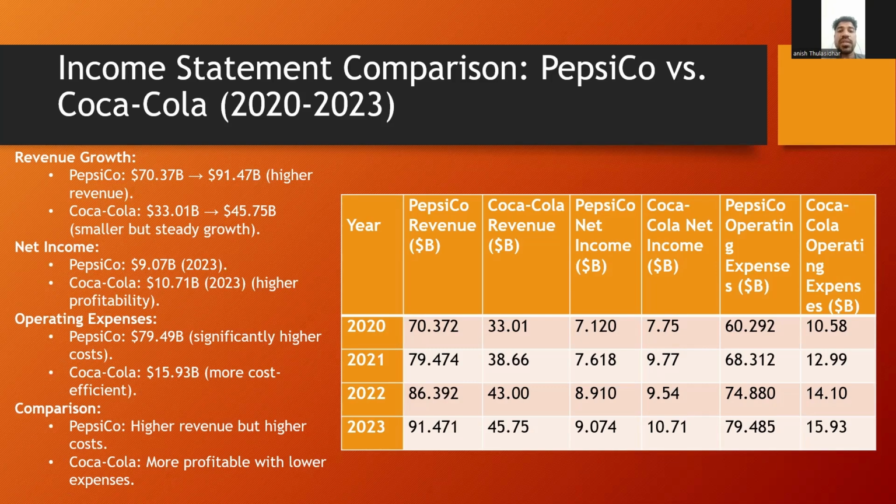Even though PepsiCo makes more revenue, Coca-Cola is slightly more profitable relative to its revenue. This shows that Coca-Cola manages its costs very effectively, making more profit for every dollar it earns.